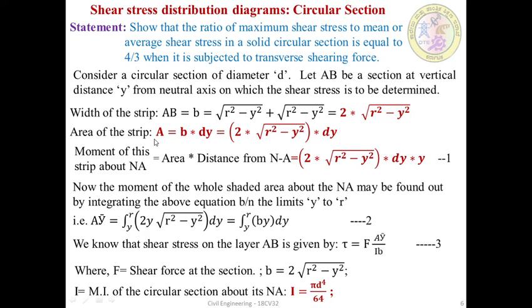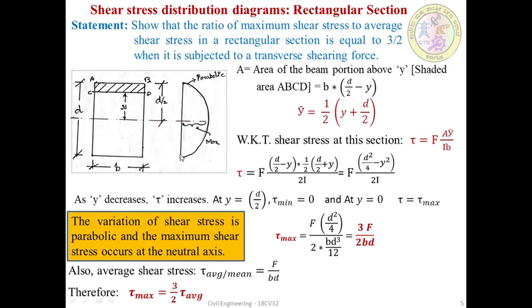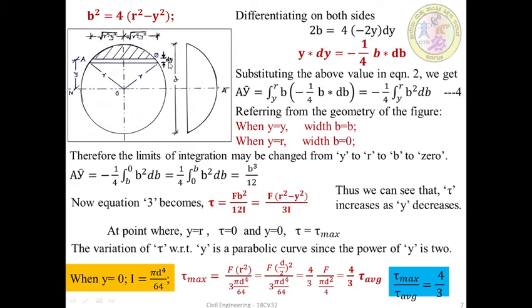Area of the strip, what is the area of the strip? A is equal to b into dy. Here this is the dy, the breadth is 2 times this one, and the thickness of the elementary strip is dy. So area is equal to 2 times under root r square minus y square multiplied by dy.